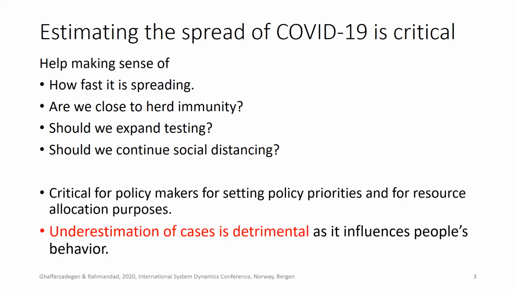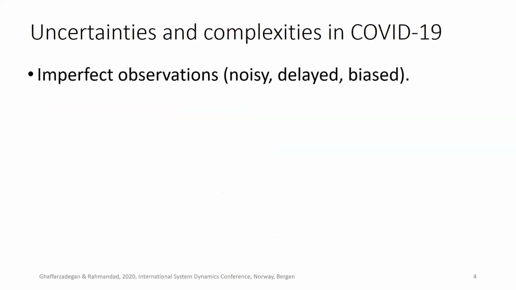And it is important to note that underestimation of the cases is very dangerous because people's behavior is influenced by how numbers are reported. They are hearing and perceiving the risks from what they hear in the media, and that's influencing their behavior. So that can influence how they are interacting in society. So it's a very critical issue.